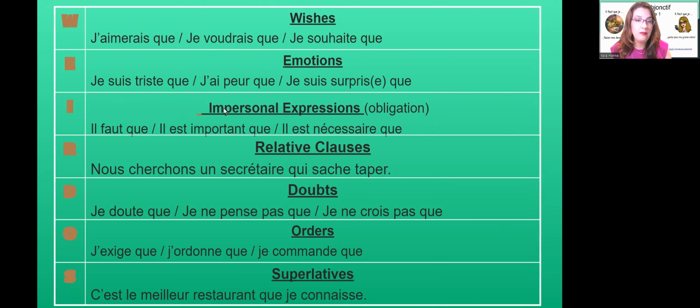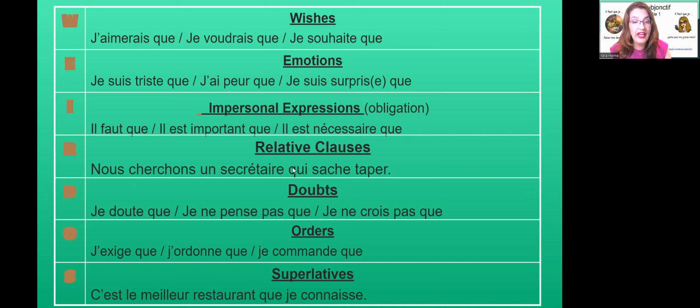The I is for impersonal expressions of obligation. Il faut que, it's necessary that. Il est important que, it's important that. Il est nécessaire que, it's necessary that. The R is for relative clauses, which means any sentence that comes after qui. In this case, qui is one of the starters of the relative clauses.